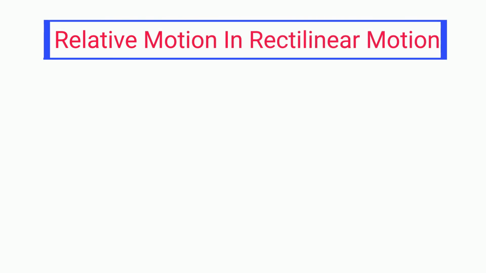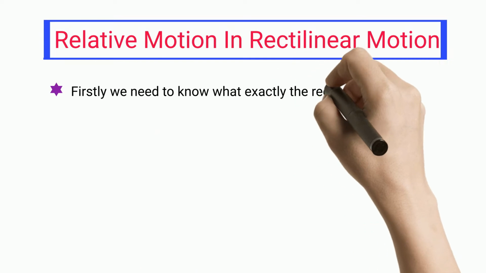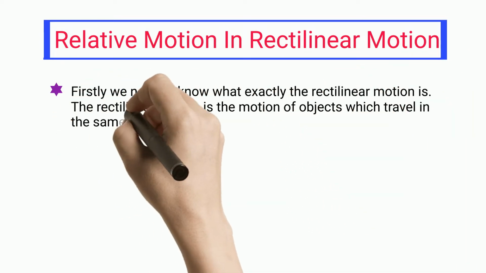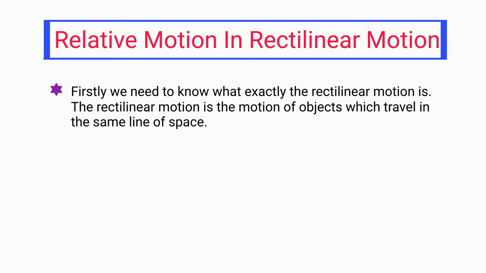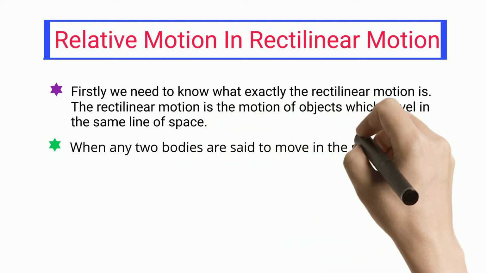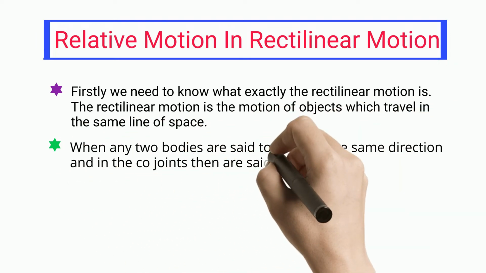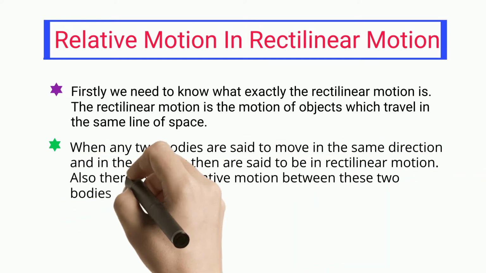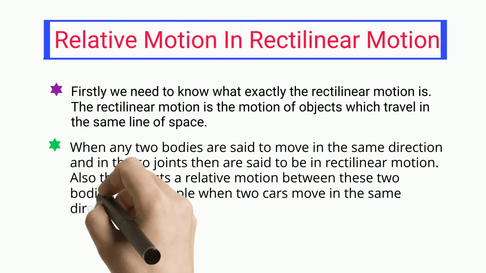Relative motion in rectilinear motion. Firstly, we need to know what exactly rectilinear motion is. Rectilinear motion is the motion of objects which travel in the same line of space. When any two bodies move in the same direction and in the same line, they are said to be in rectilinear motion. Also, there exists a relative motion between these two bodies.